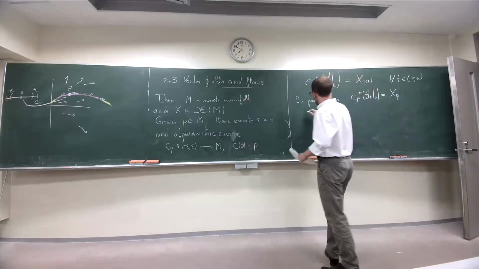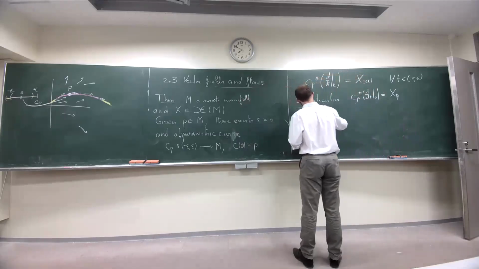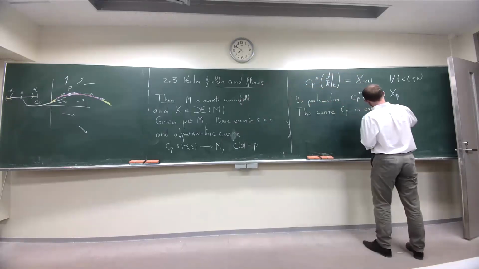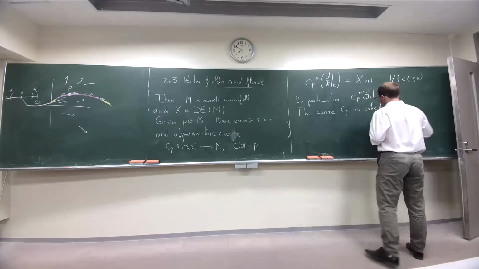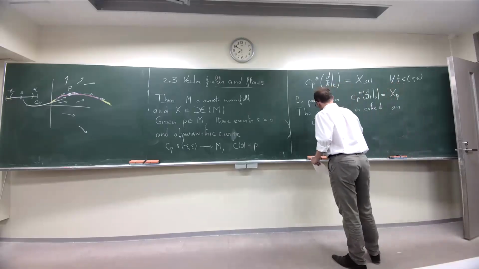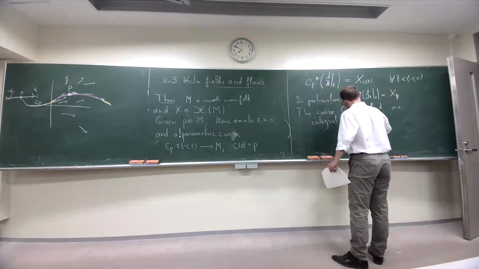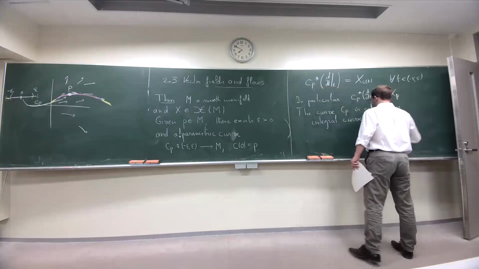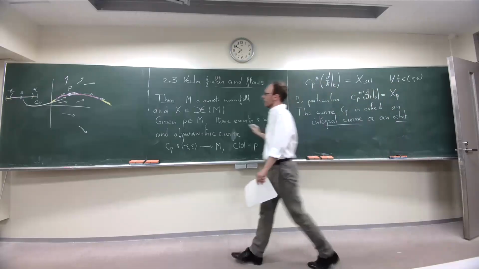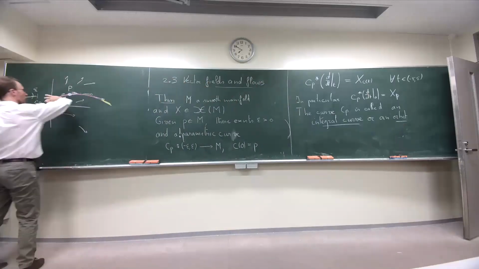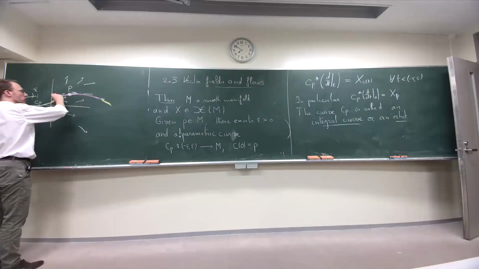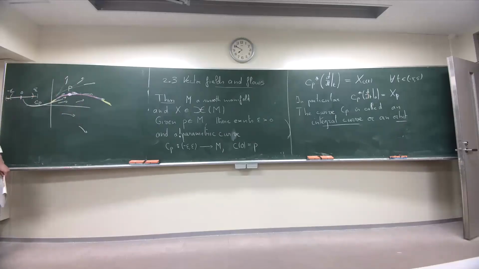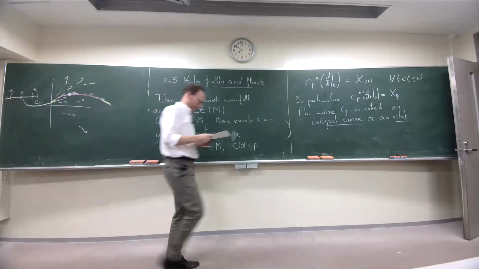And let me tell you a name: the curve Cp is called an integral curve, or an orbit. So whenever we have such a smooth vector field, we can construct, and in fact, we have many, different integral curves. And we will see this in a second.